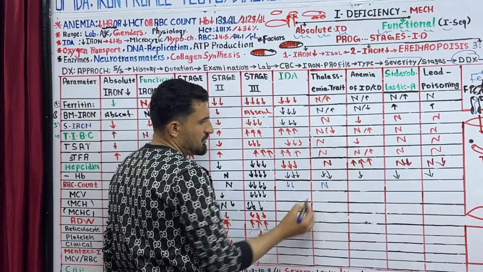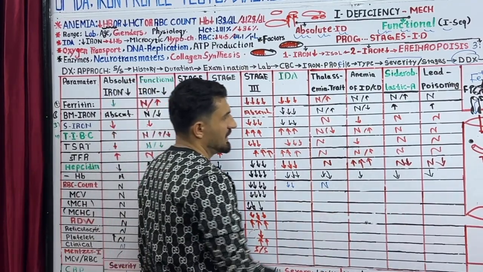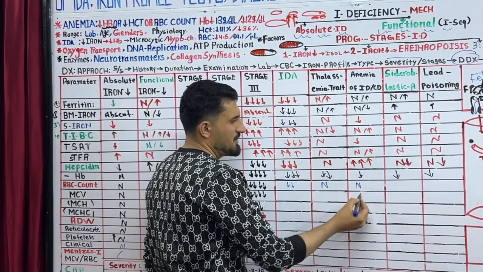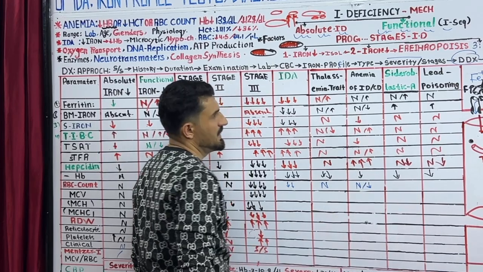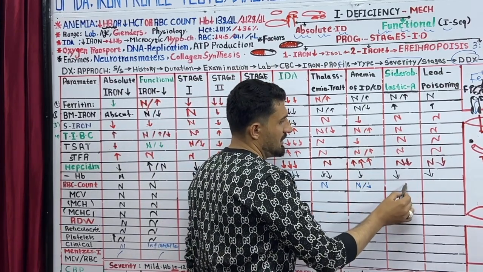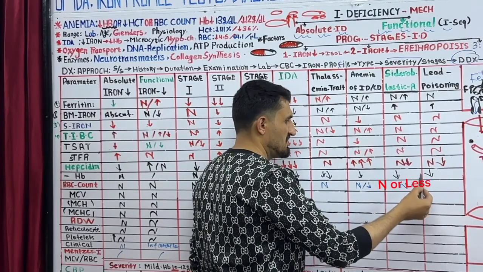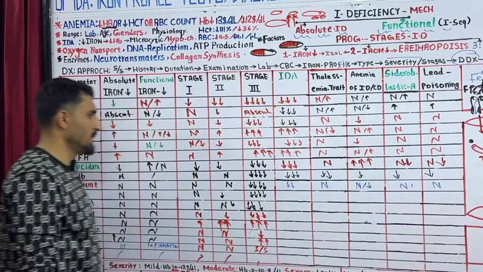In thalassemia, most of the time it might be normal. Okay, in anemia of chronic disease, it might be normal, or it decreases. In sideroblastic anemia, it might be normal, or sometimes it decreases, and also here is no problem with this.